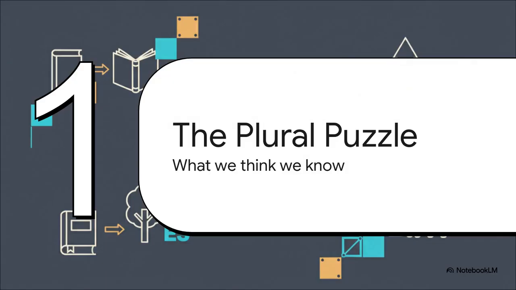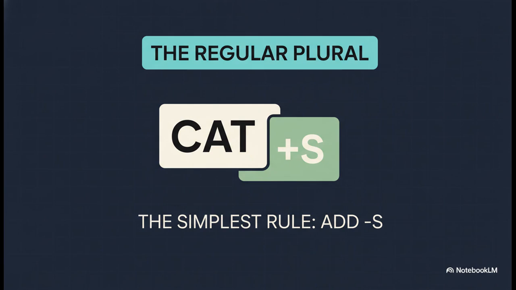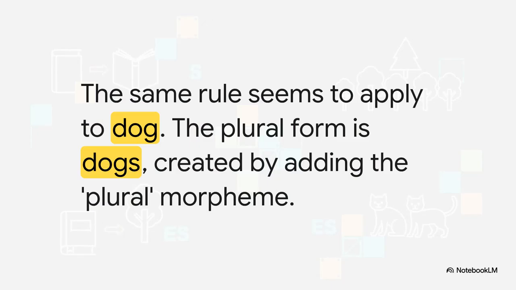All right, let's start with a pattern that we all just know. It's practically built in. You take a word, say cat, and if you want more than one, you just add an S on the end. Super simple, right? And yep, same deal for dog. Add that S and you've got dogs. So far, so good. The rule seems perfectly consistent.